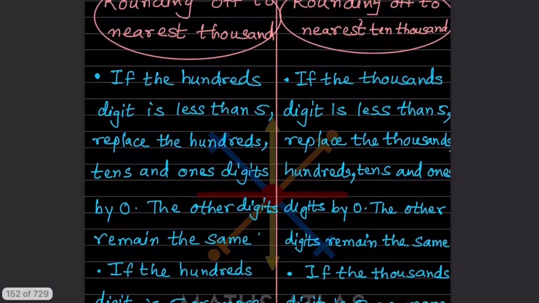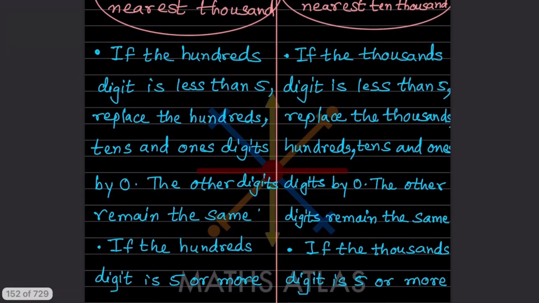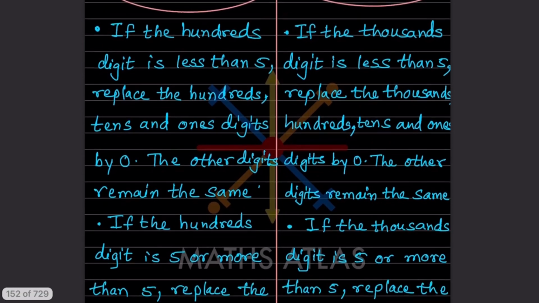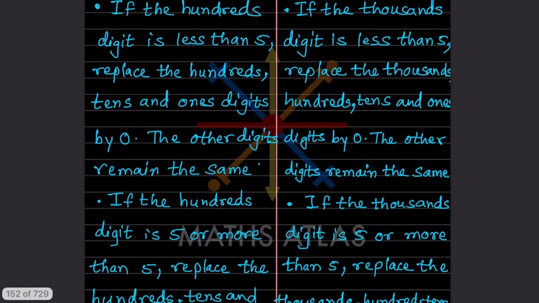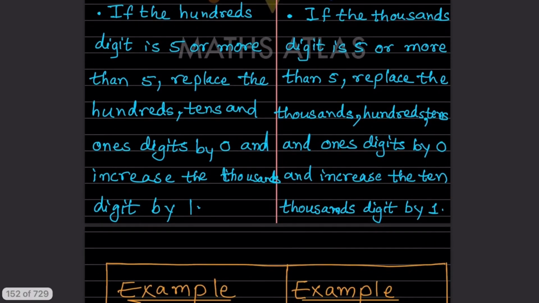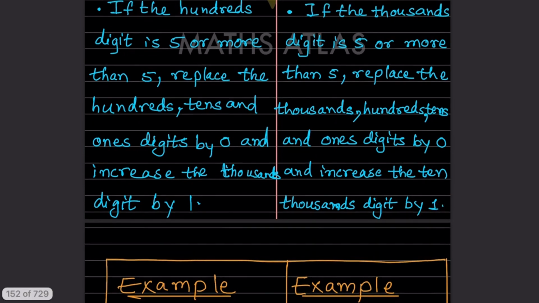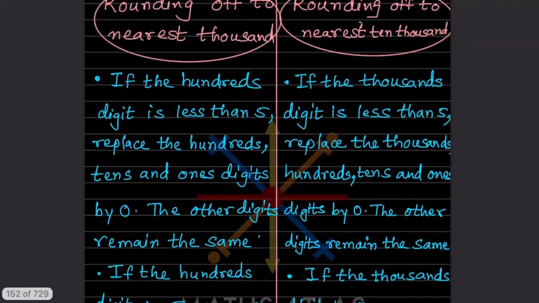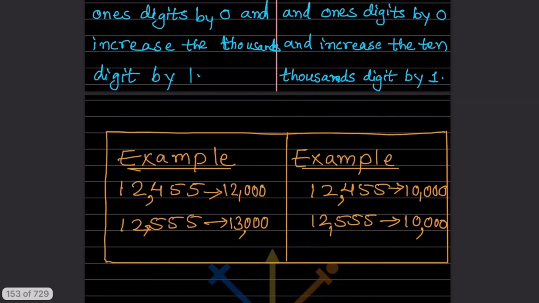So now it is again to the nearest 10,000. This thing later on you can read it. You can just scroll and read it. Same thing, if the thousands digit is less than 5, replace the thousands, hundreds, tens and ones digit by 0. Other digits remain the same. If the thousands digit is 5 or more than 5, replace the thousands, hundreds, tens and ones digit by 0 and increase the ten thousands digit by 1. So just look at the example for the nearest 10,000. I have given you the same example so that you can differentiate.